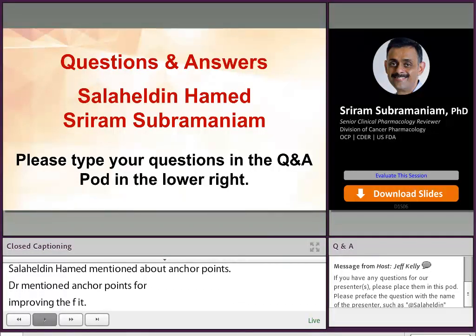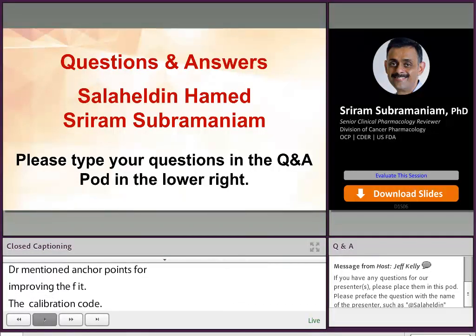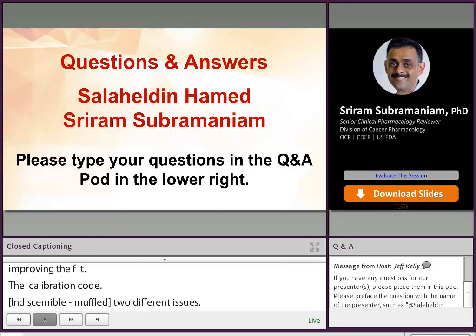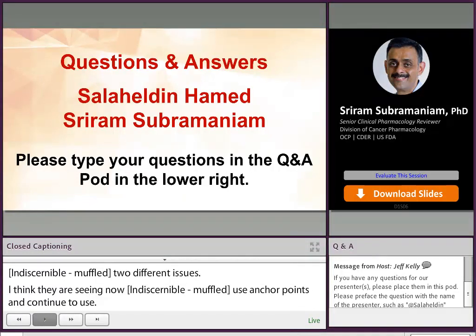So I think that we have seen people getting confused and using anchor points for reasons other than their intended use. So that's something one needs to bear in mind, that anchor points are just to improve fit irrespective of whether the run passes.